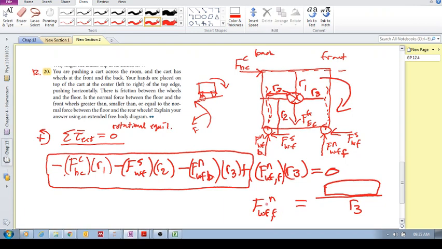The front normal force would be higher than the back normal force. All of this is causing a torque, so you can imagine there's a tendency to want to rotate this way. The back is going to come off the ground before the front. So this normal force is going to be lower than that one.